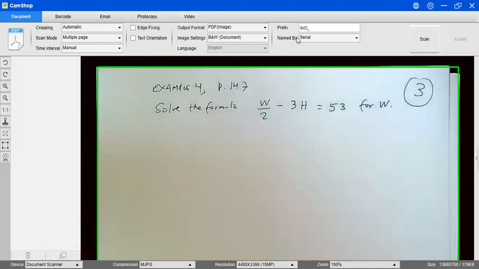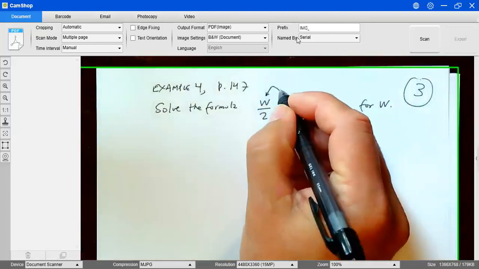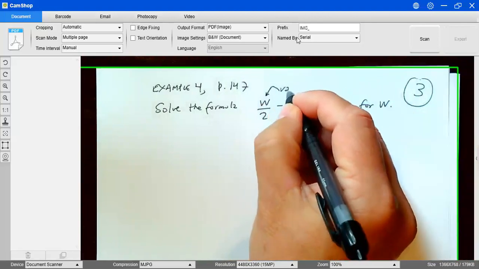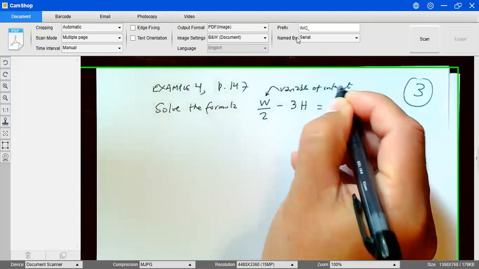So that's the problem. So what is the variable of interest? This is my variable of interest. Imagine that this is the X. So this is the variable of interest.